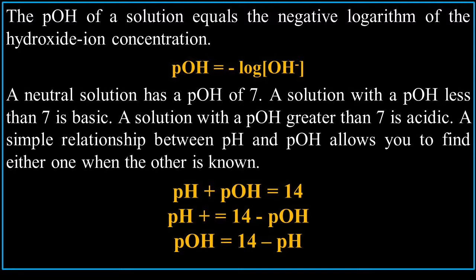A simple relationship between pH and pOH allows you to find either one when the other is known. When you have the pH plus the pOH equal to 14, you can calculate the pOH by saying 14 minus the pH, and you can calculate the pH by saying that it's going to be 14 minus the pOH.